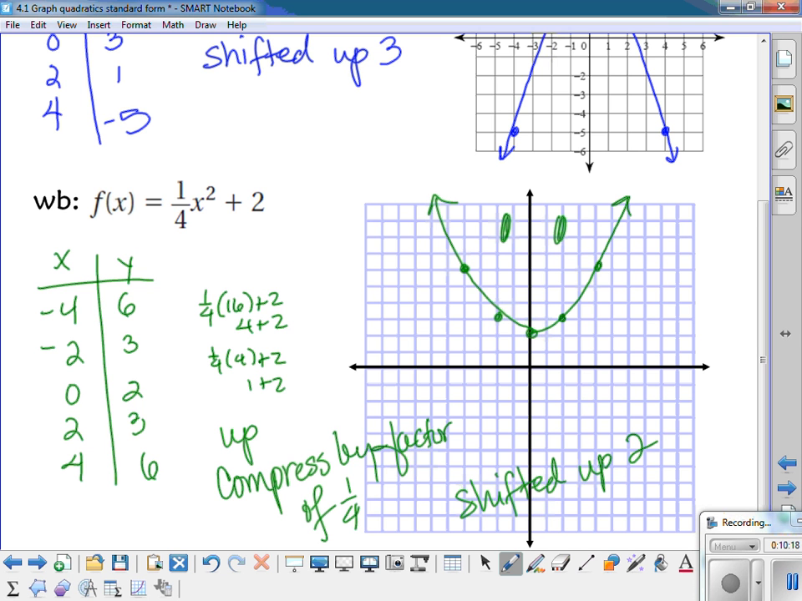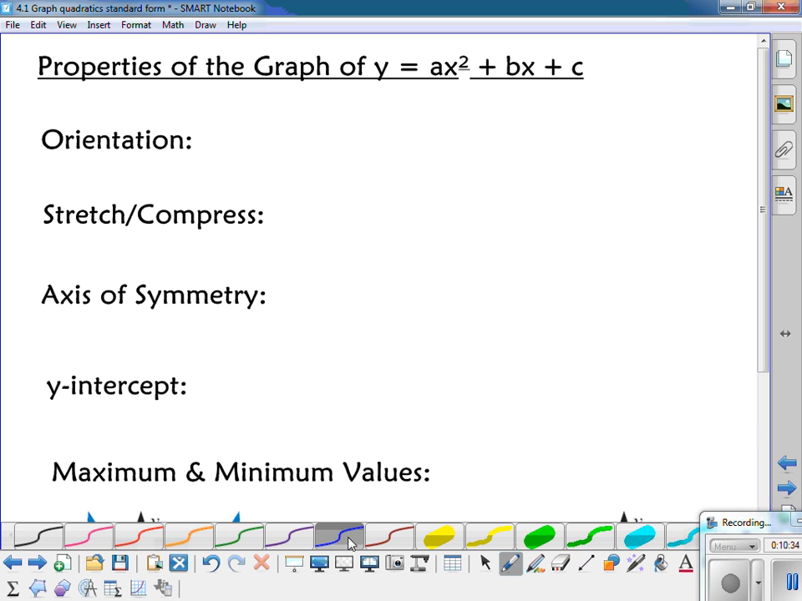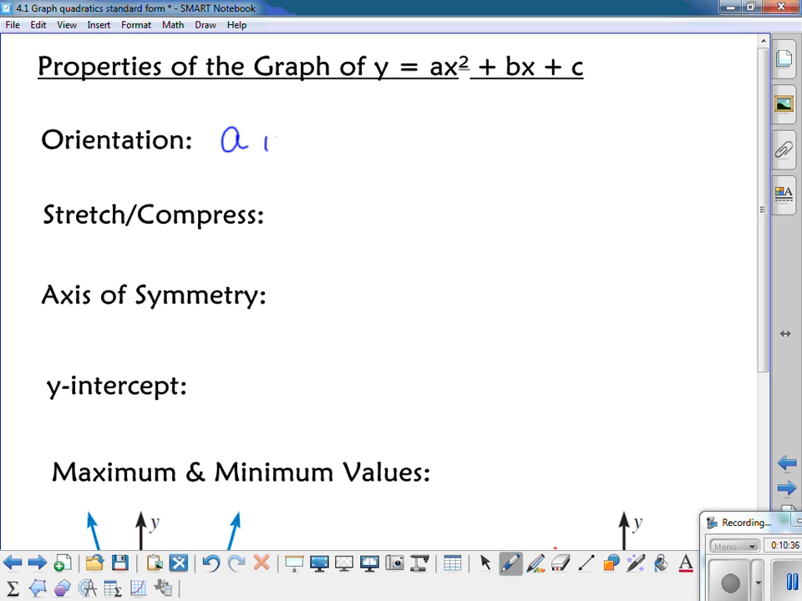All right, so now let's get to the kinds of equations you're usually going to see. Let's talk about some of the properties of a graph. So if I have y equals ax squared plus bx plus c, the orientation then, what are we talking about? The orientation, up or down. So if a is positive, it's going up, right? And if a is negative, it goes down.